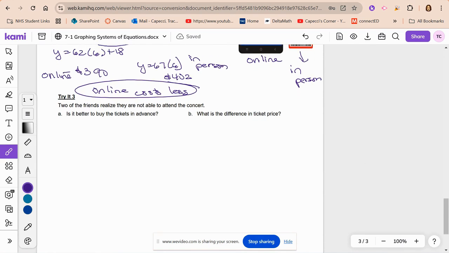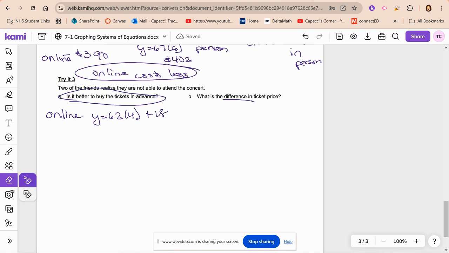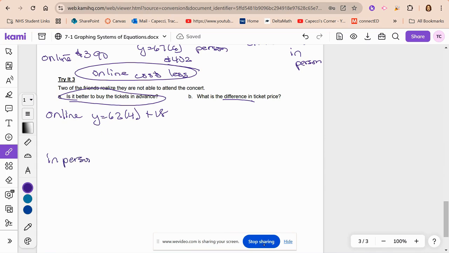2 of their friends realize they're not able to attend the concert. Is it better to buy tickets in advance? So again, we'll do the same thing. We'll use the same equation, and we're going to say online. This time, if 2 people can't attend, it's only going to be 4 people going, right? We'll do the same thing for in person, using the same equation, but we know we only have 4 people. You put both of these in your calculator. So online with 4 people is going to cost you $266. In person, it's going to cost you $268.